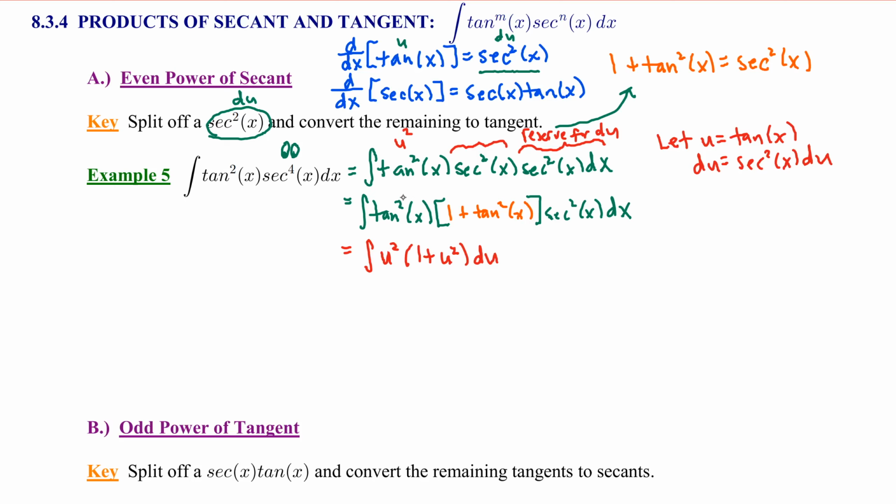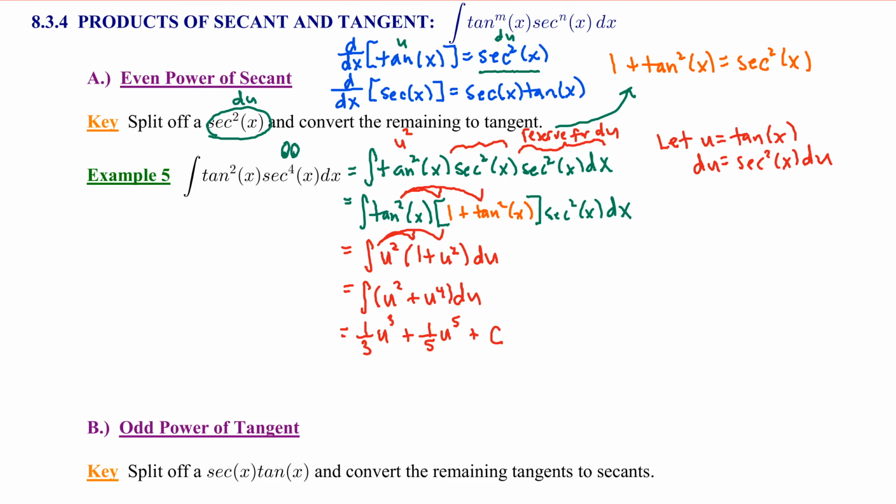As a reminder, if you go ahead and distribute your tangent right here, no harm done. I simply prefer to make the substitution and then distribute the u squared simply because it's a little easier to deal with. So let's distribute to get u squared plus u to the fourth du. The good news is that's a polynomial, and integrating a polynomial is a piece of cake. So we have 1/3 u cubed. Remember, you drop your integral sign when you actually execute the antiderivative, plus 1/5 u to the fifth, and we're ready for our plus C.